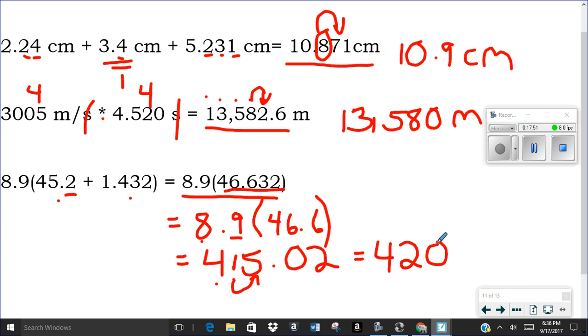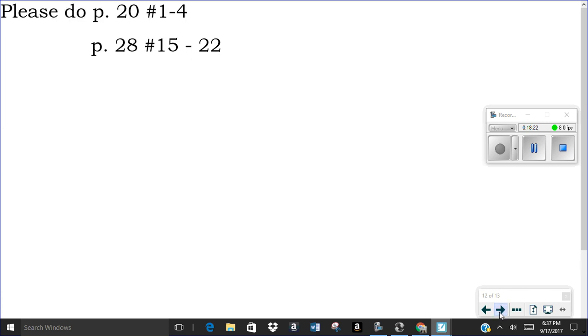So at this point, make sure you go back through the video, make sure you understand accuracy, precision, make sure you can identify significant figures, cosmetic figures or digits, and placeholders. Make sure that you can add, subtract, multiply, and divide with measurements with correct sig figs. And then you're going to do some practice by doing page 20, numbers 1 through 4 from your physics text, page 28, 15 through 22.